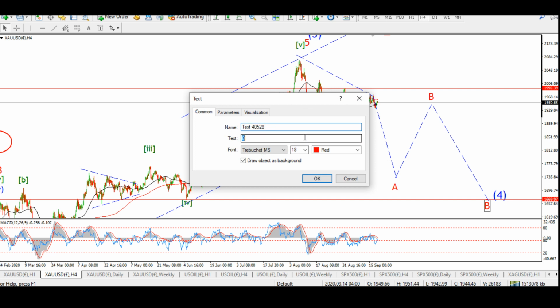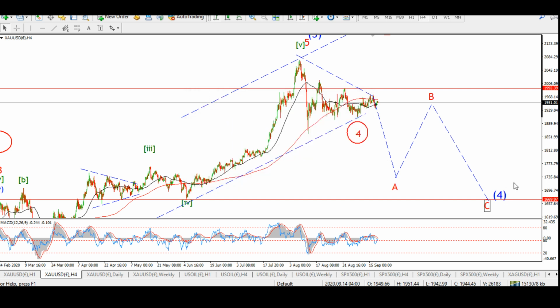Now this is in no way definite because there's no way that I can tell that further into the future. Or this 3-wave decline with an internal triangle is all of wave 4. We can take our pick on that one at the moment. You tell me.